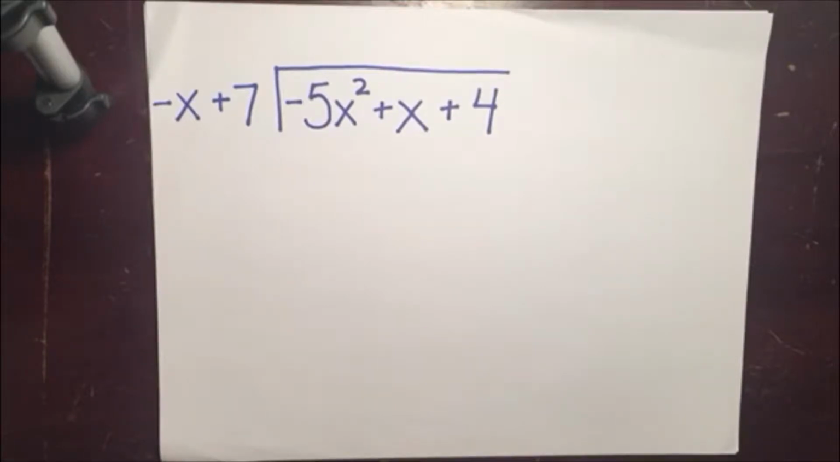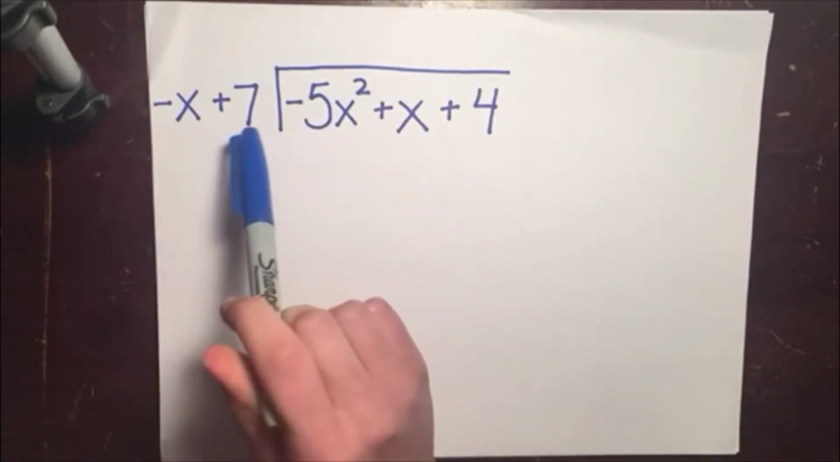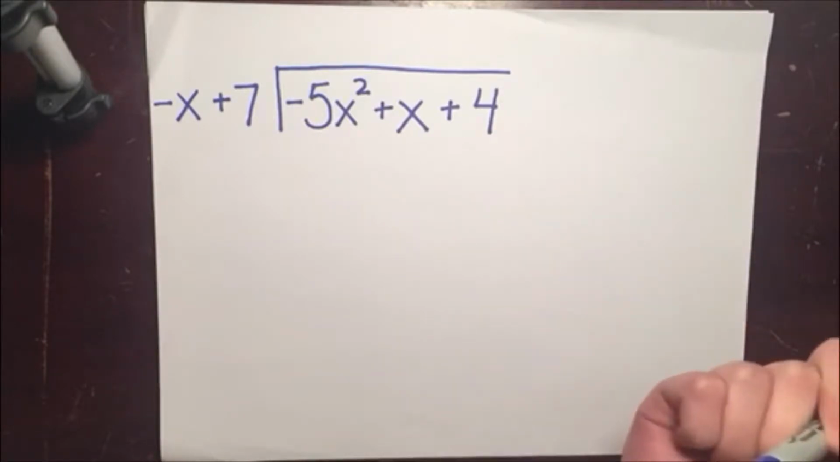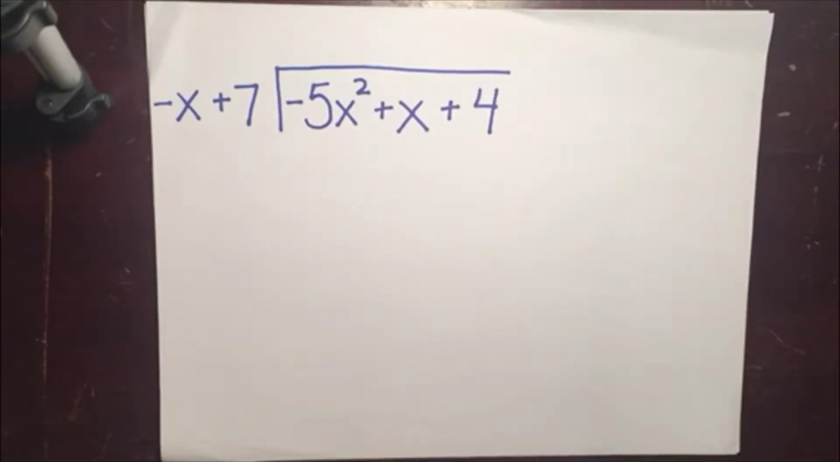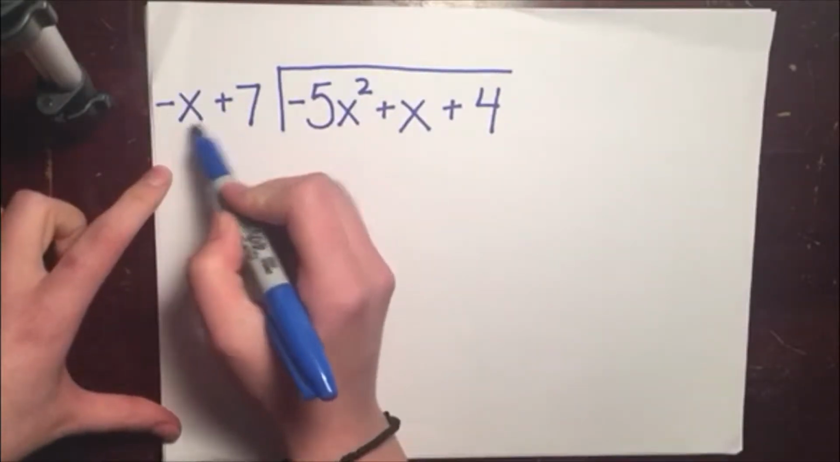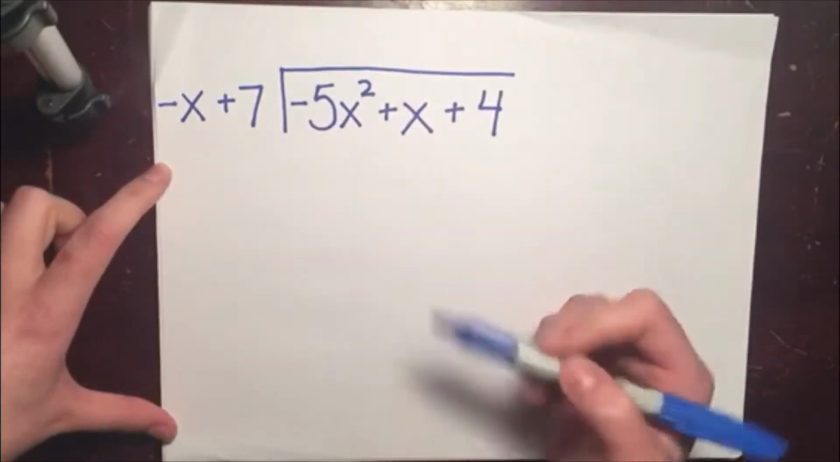Polynomial long division is used when you want to divide out polynomials, but there's no way of doing it because there's no way to further factor out either the numerator or the denominator to simplify the terms. So when we look at these problems, the first thing we want to do is look at this x term right here every time. This is the term that we are going to be working off of in order to solve this entire problem.